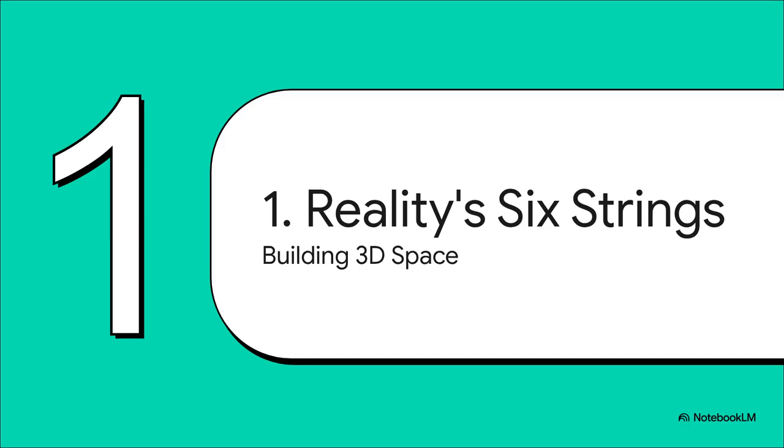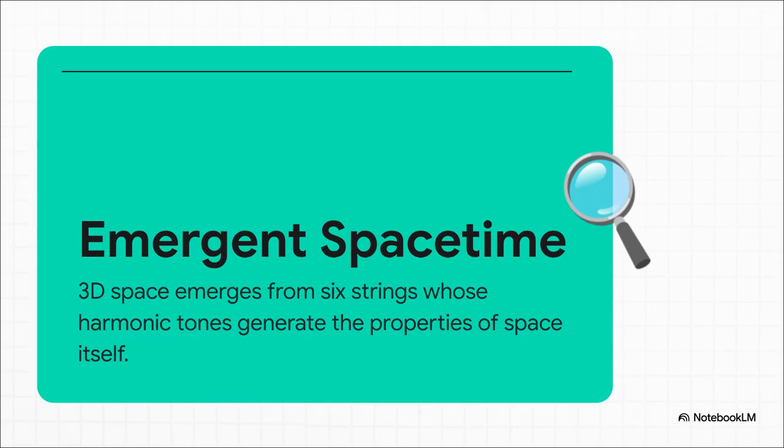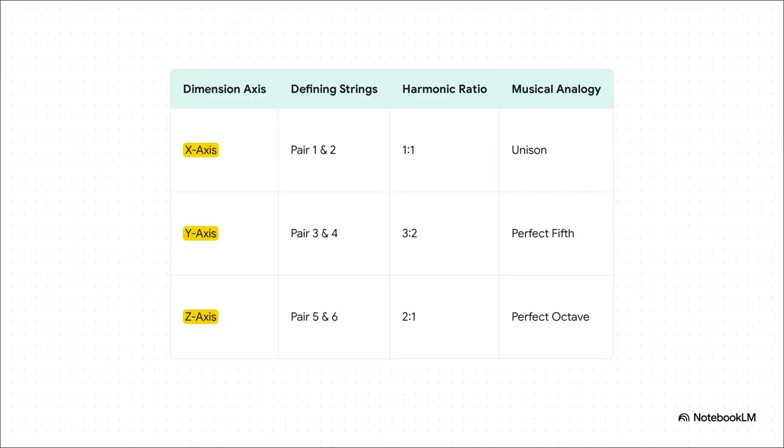Okay, so here's the first big idea you have to wrap your head around: emergent spacetime. The theory says that space isn't some pre-existing empty box that physics just happens in. Instead, space itself is an effect. It's generated by the vibrations of these 6 strings. So think about that. They're not vibrating in space. They're vibrating to create space. So, how does that actually work?